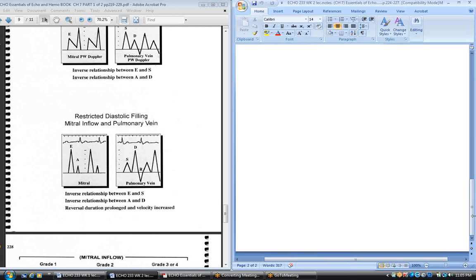So if you need some additional subject matter, by all means check your Feigenbaum book. You can also go to Google, go to images, videos, search for diastolic dysfunction, mitral inflow, pulmonary vein in restricted, prolonged, normal.